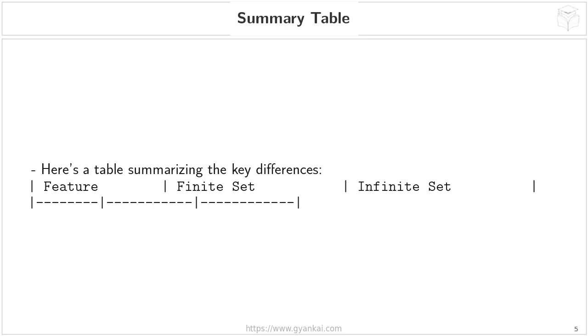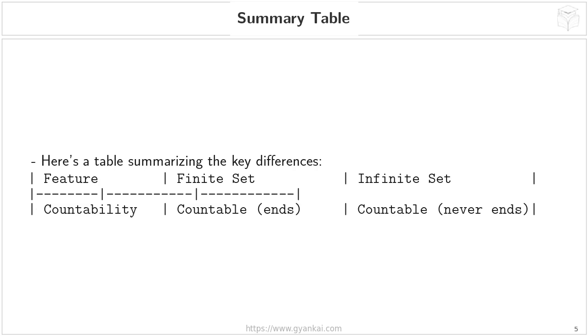The first feature we're looking at is countability. For a finite set, the table states it's countable and it ends. Remember from our earlier discussion, this means you can start counting the elements and you will eventually reach a final element. There's a definite stopping point. Now, for an infinite set, it's also countable, but crucially, it never ends. We talked about how we can still count the elements of an infinite set by establishing a one-to-one correspondence with the natural numbers, but the process goes on forever. We never reach a last element.